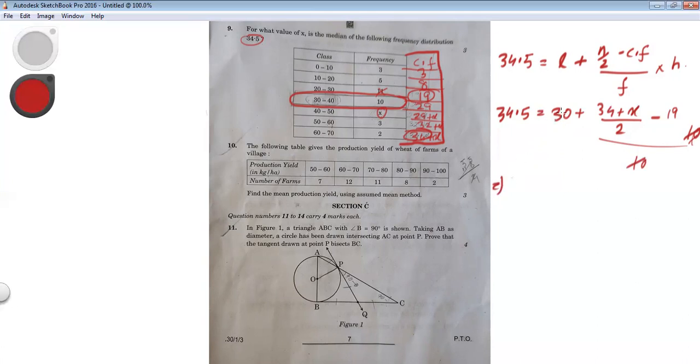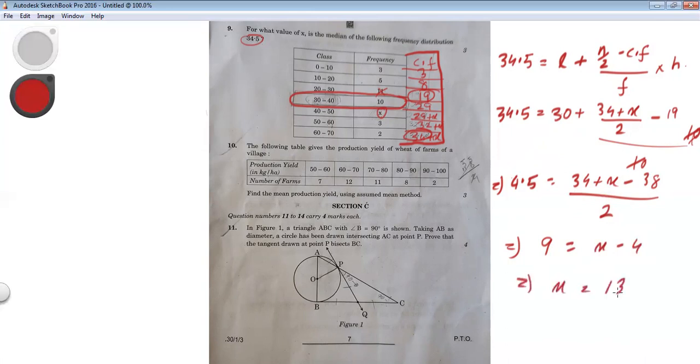So let me take 30 to the other side, you get 4.5 here, equals to... what you are left with is 34 plus x minus 38 by 2. So let's take the 2 to the other side. What do you get? 4.5 into 2 is 9. This equals x minus 4. So from this you will get x equals 30.